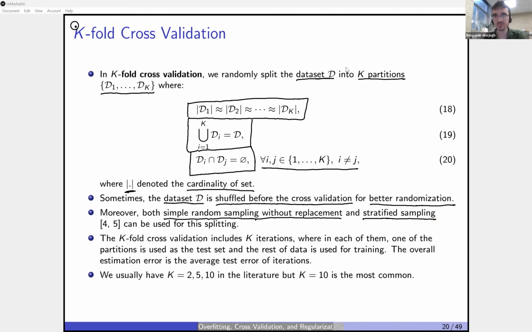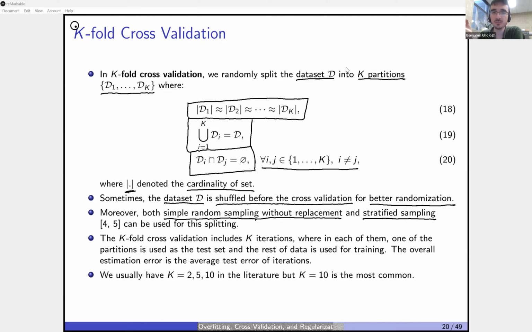So one approach is simple random sampling, or SRS, without replacement. So I have the dataset, I randomly select one of the points, and put it in the set. Also, I don't replace it. I randomly select the second one, and I put it in the set. So by randomly sampling them without replacement, I can make k disjointed sets. Okay. Another way is stratified sampling.